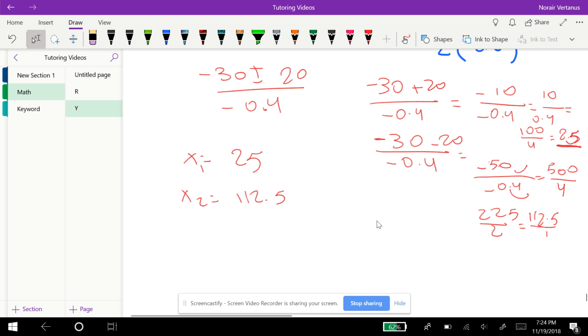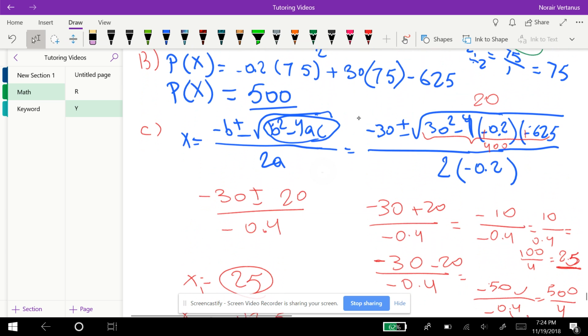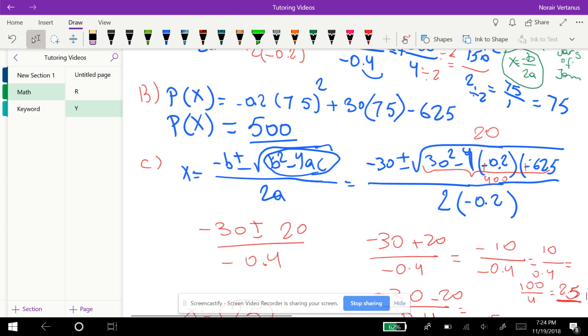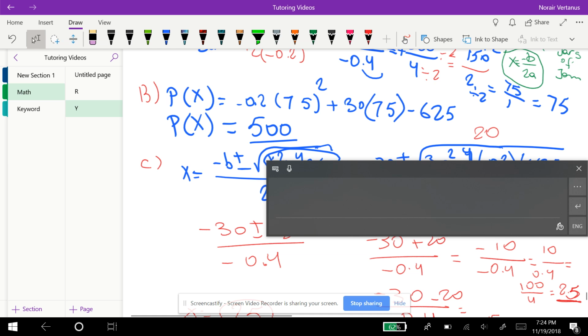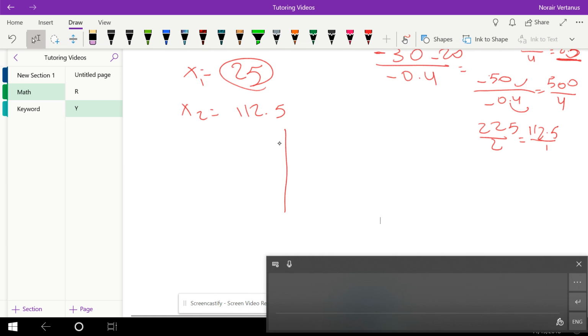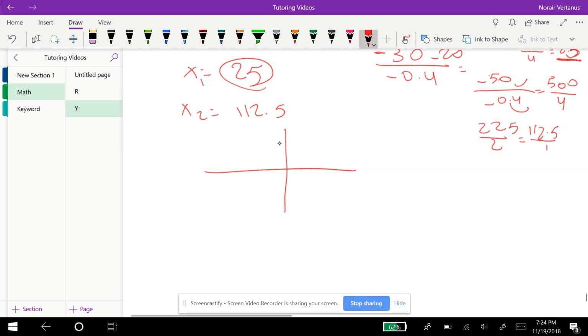So one of the answers is x1 equal to 25, and x2 is equal to 125. Those are the x-intercepts. As soon as they sell 25, how much is the profit? That's 0, because when we're solving this, basically you get the x-intercepts. So these are the two x-intercepts. One of them is 25, the other one is 125. And the parabola is something like this.